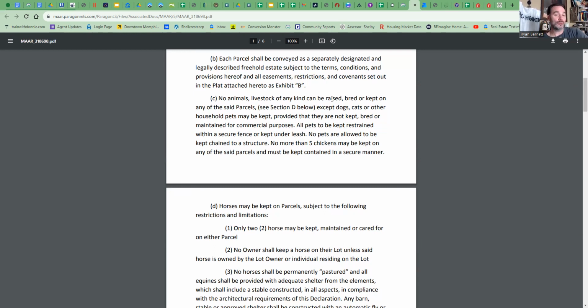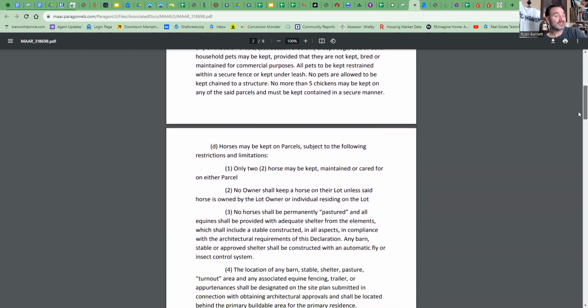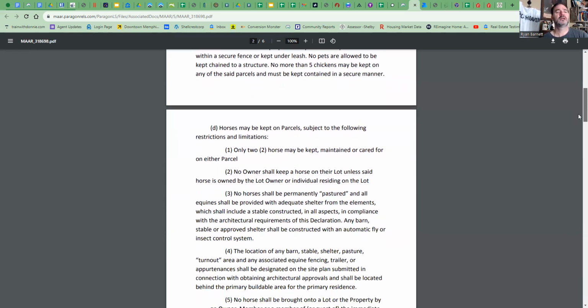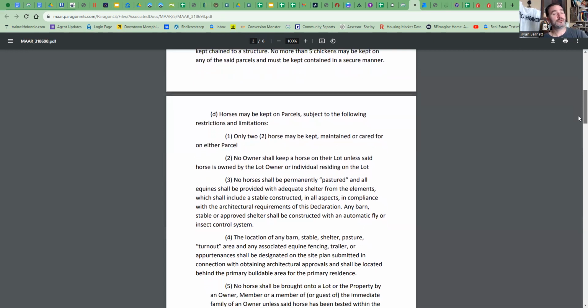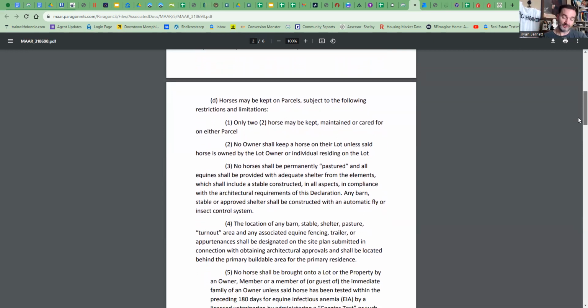of any kind raised or bred, except dogs, cats, or other household pets may be kept. All pets must be kept restrained by a fence, with no more than 5 chickens. I've been on the street, and I don't know if everyone's adhering to that. Horses may be kept on parcels subject to the following restrictions: only 2 horses on this 4 acres here in Oakland.